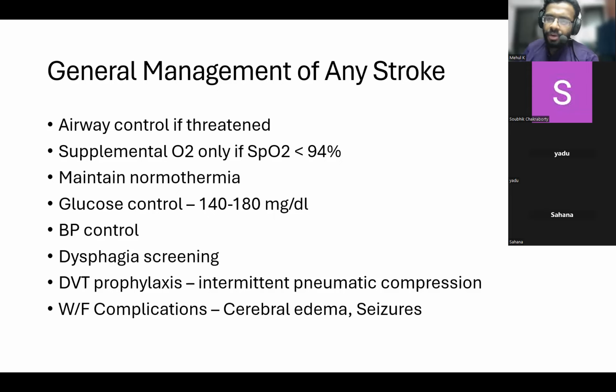DVT prophylaxis is kind of controversial. Anticoagulant is plus or minus, but they recommend intermittent pneumatic compression to prevent DVT. And you have to watch for other complications like cerebral edema, seizures, etc. For example, if you have a big stroke, a malignant MCA infarct, the cerebral edema will progress at day 2, day 3, and that is the time when you might have to go for craniectomy, hemicraniectomy, to relieve the pressure on the brain.